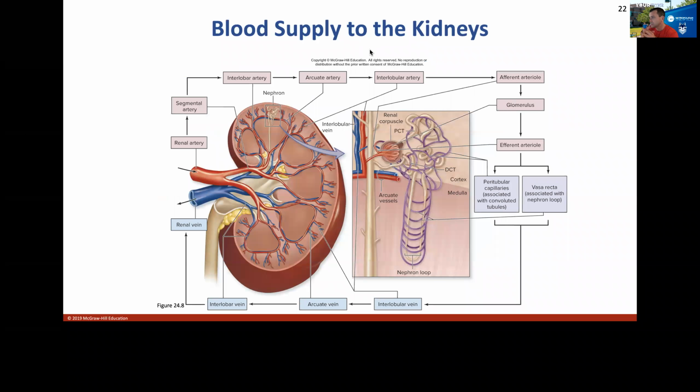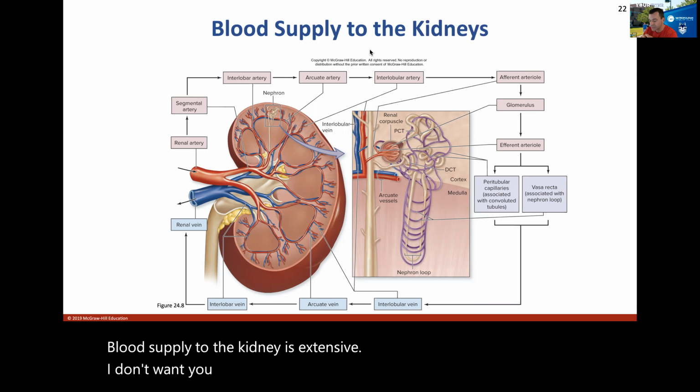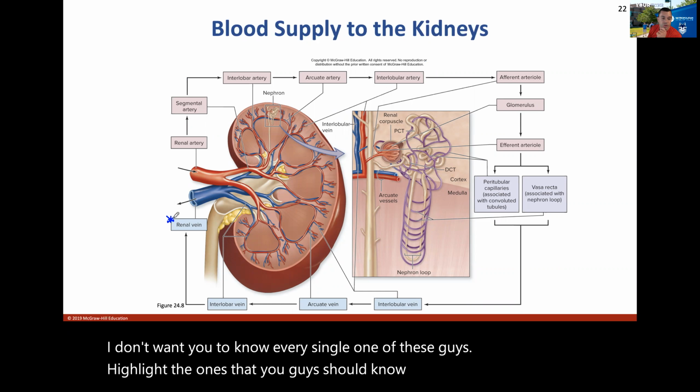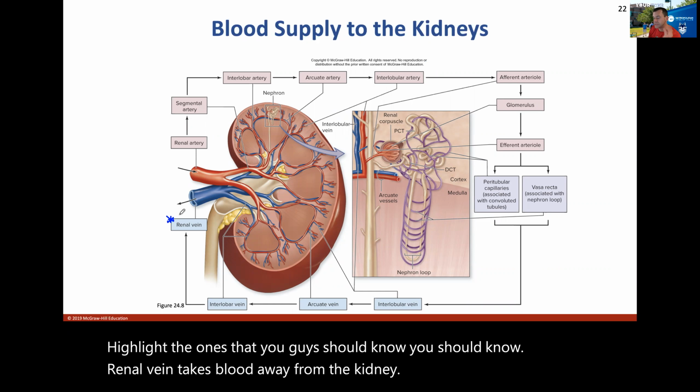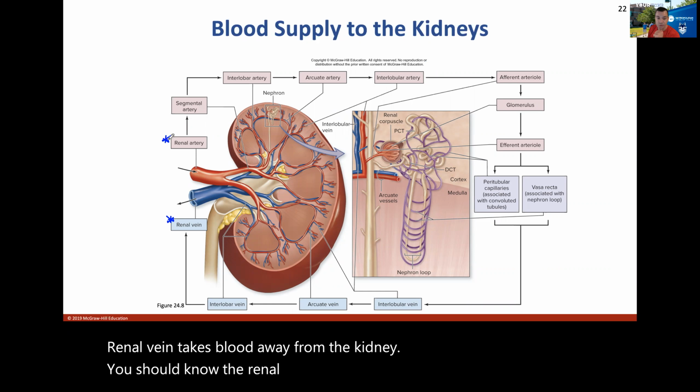Blood supply to the kidney is extensive. I don't want you to know every single one of these, guys. I'll highlight the ones that you should know. You should know the renal vein takes blood away from the kidney, deoxygenated. You should know the renal artery takes oxygenated blood to the kidney.